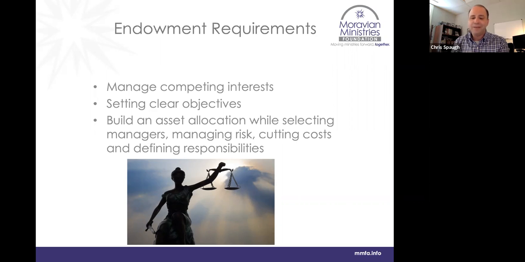Select managers, manage your risk, and control cost, while defining responsibilities of everybody, your endowment board, whether that be the board of your church or a separate group. You want to do that so you meet expectations accordingly.